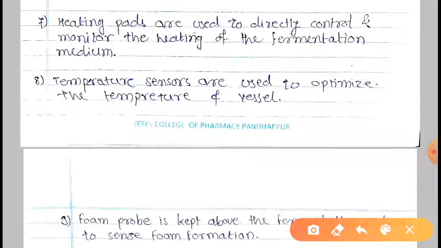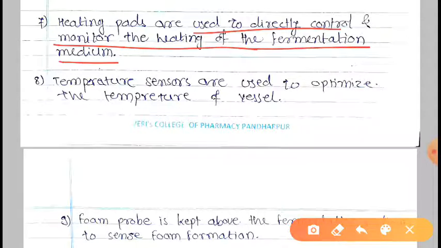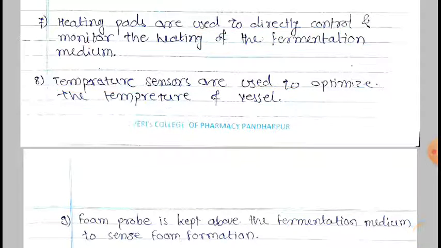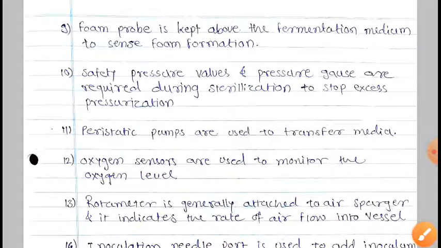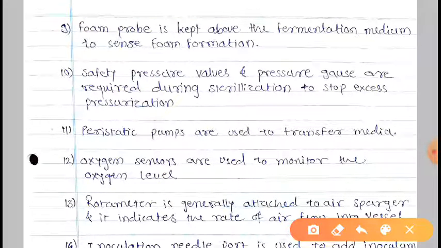Heating pads are used to directly control and monitor the heating of the fermentation medium. So the required temperature is maintained with the help of heating pads. The temperature sensors are used to optimize the temperature of the vessels. The temperature sensor also plays an important role in producing the growth condition by keeping the temperature constant at the suitable required temperature.